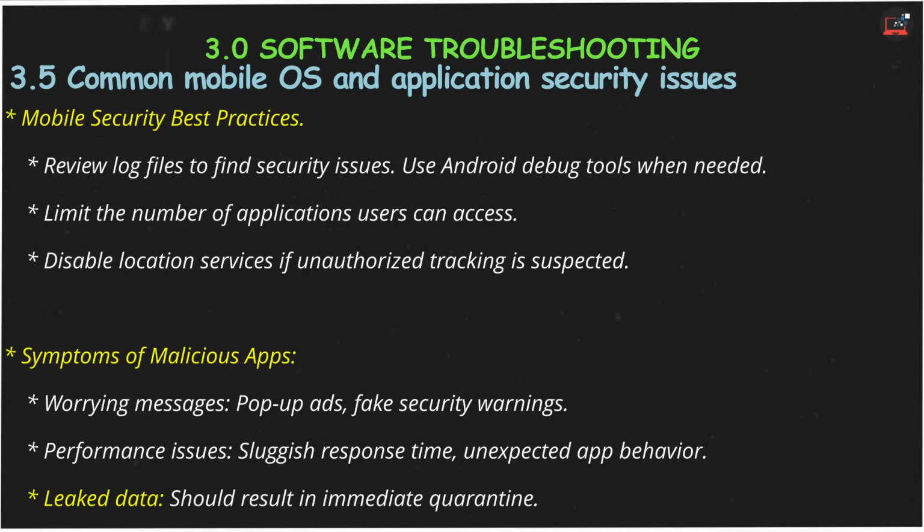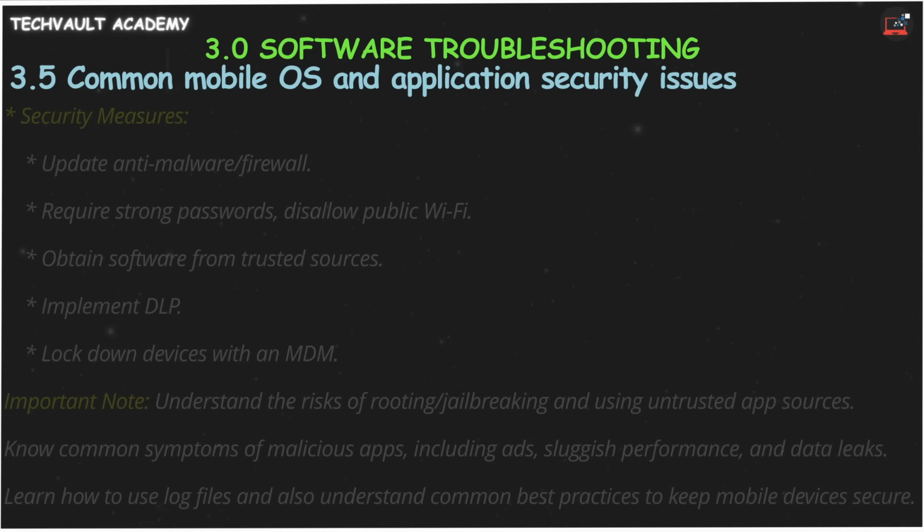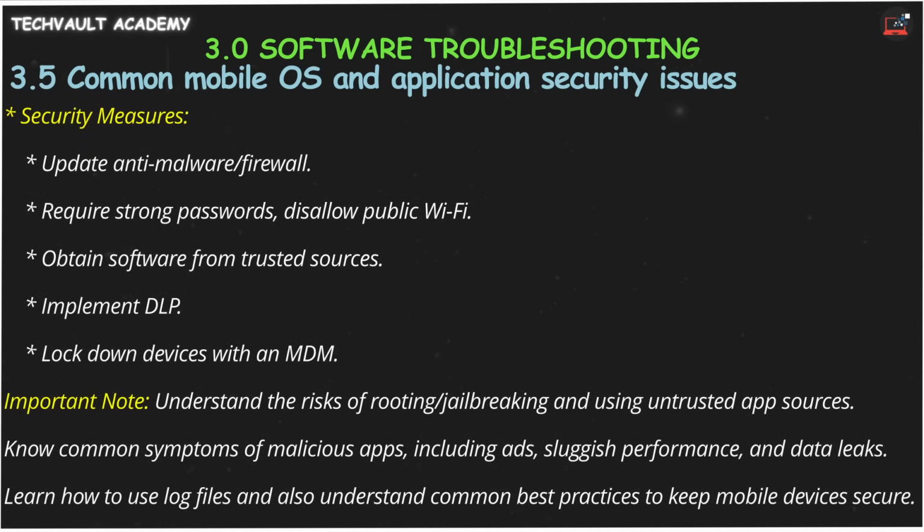Symptoms of malicious apps: worrying messages, pop-up ads, fake security warnings, performance issues, sluggish response time, and unexpected app behavior. Leaked data should result in immediate quarantine. Security measures: update anti-malware and firewall, require strong passwords, and disallow public Wi-Fi.